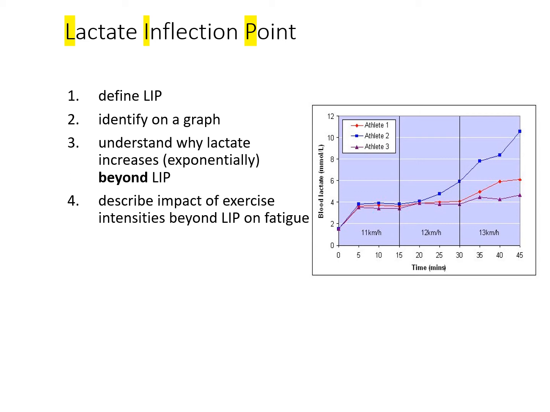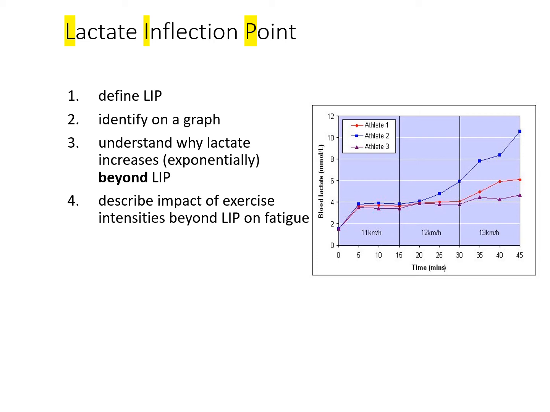In terms of understanding what happens beyond LIP, basically it's the top rate of ATP resynthesis for aerobic restoration of ATP. So above LIP, you increase your anaerobic glycolysis contribution so that we get an exponential increase of lactate and hydrogen ions. Okay.